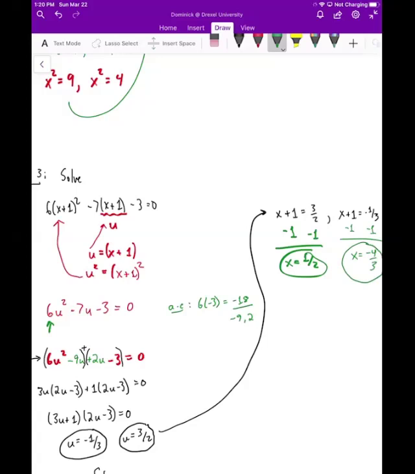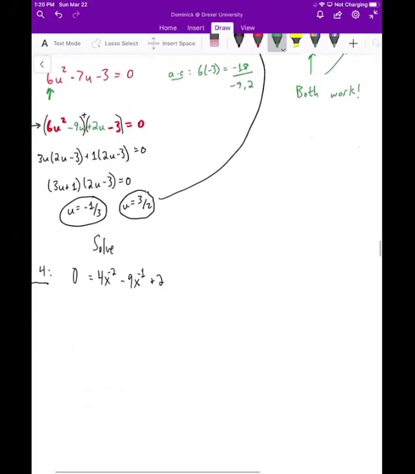And again, here we did not raise both sides of this equation to an even power, so I know that both of these answers are good. So both are valid. And you can check on your own if you would like as well.